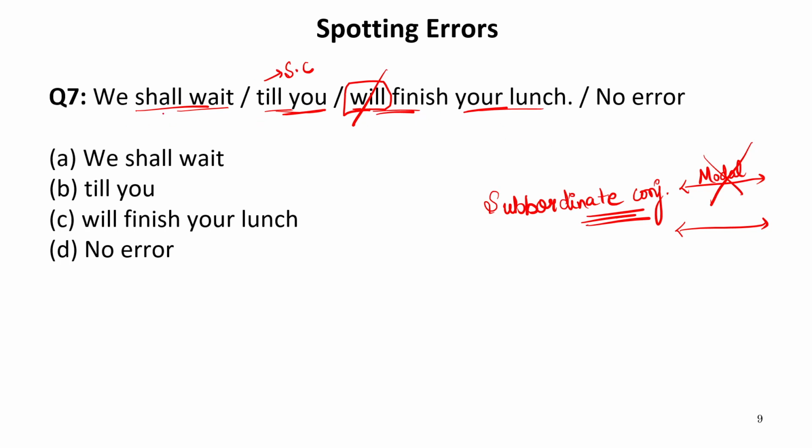So the correct sentence will be: we shall wait till you finish your lunch. Now this "will finish your lunch" is written in part C, therefore our answer is C, because this part contains the error.